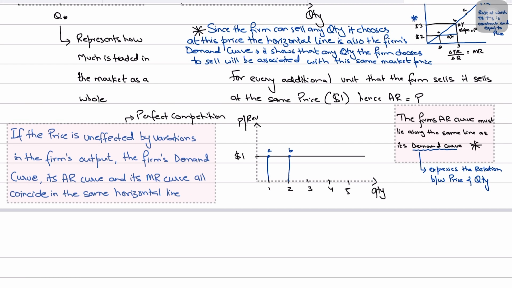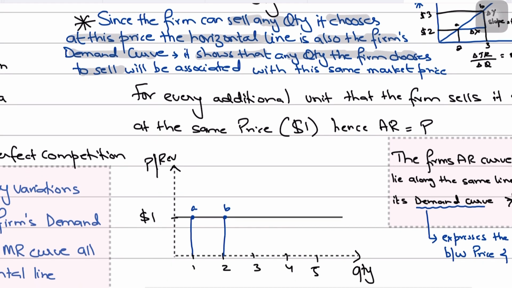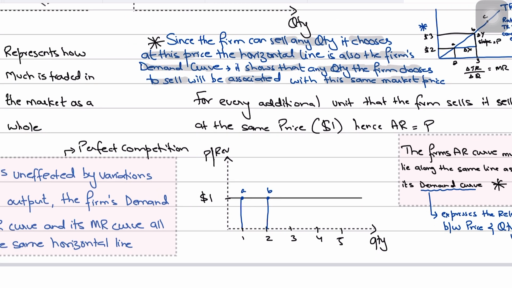And that is exactly what I've written over here as well, that since the firm can sell any quantity it chooses at this price, that is $1, the horizontal line is also the firm's demand curve, because it shows that any quantity the firm chooses to sell, whether 3, 4 or 5 units, will be associated with the same market price, and the same market price is actually the average revenue, which is constant. That's why we've written the word same.